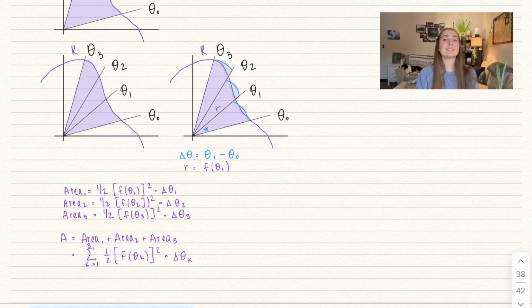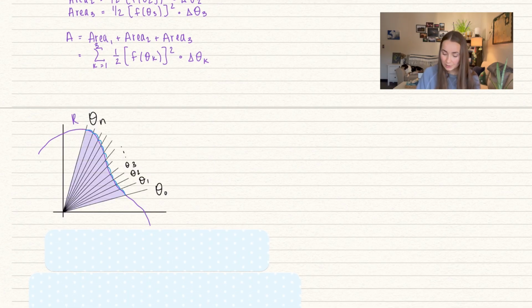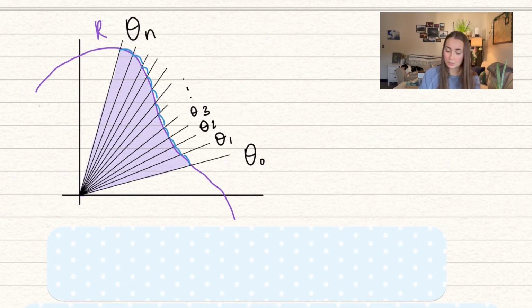Now the issue is that this is not a perfect estimate, right? We're getting a little bit more than what the actual area is going to be. So what we do is we break it up into even smaller pieces. So here I broke it up into super teensy pieces, theta 1, theta 2, theta 3, all the way down to theta n. And what happens is the estimate gets better and better.